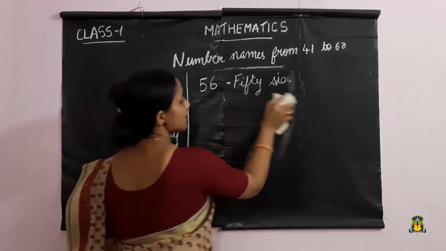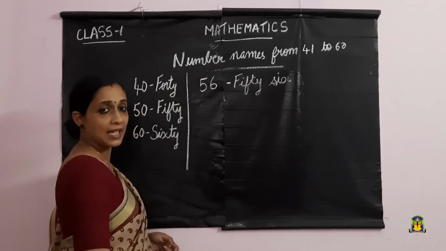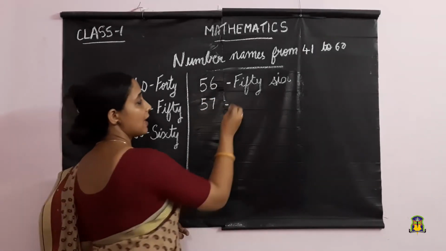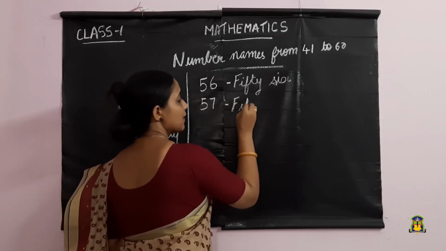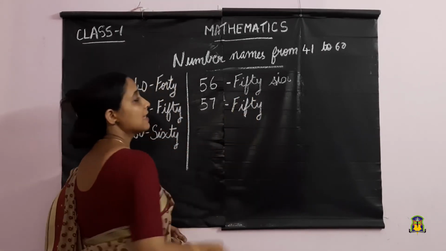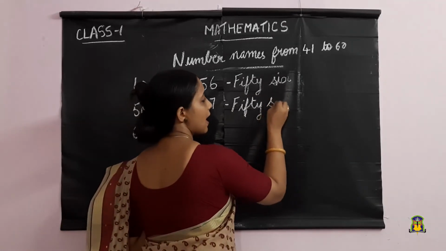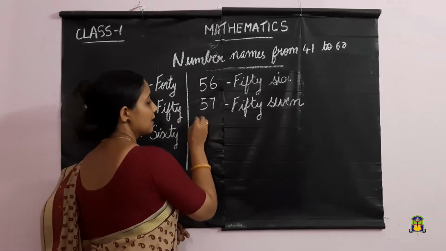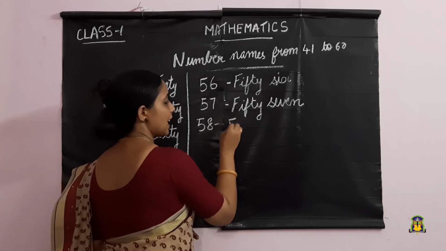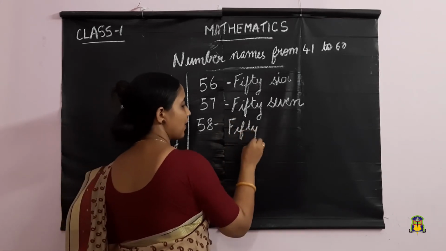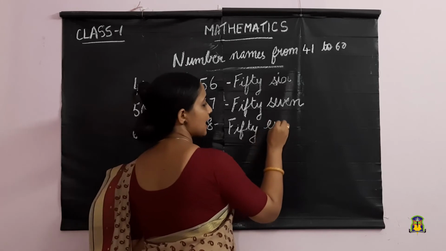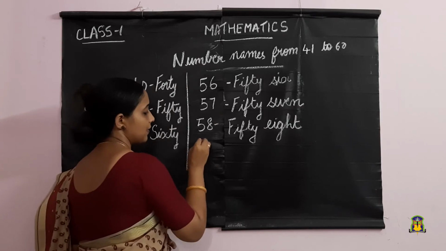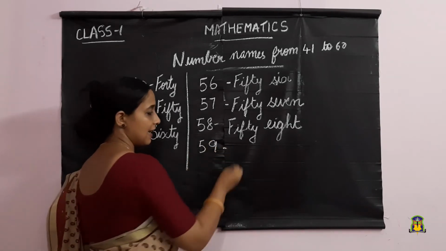Okay. And which is number after 56? It is 57. 50 and 7 makes 57. F-I-F-T-Y, 57. And how will you write 7? S-E-V-E-N. 7, 57. After 57, 58. F-I-F-T-Y, 58. E-I-G-H-T, 8, 58. After 58, 59.